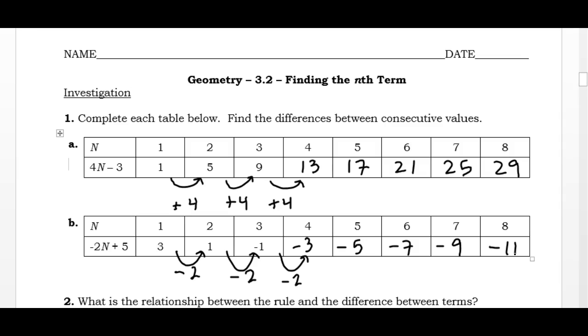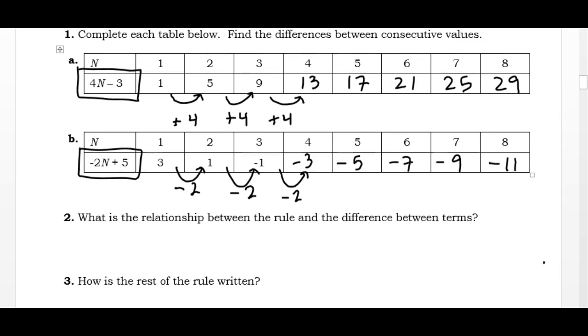So at the front of each of these tables, there was a little bit of information called the rule. So I want to know in my next question, what's the relationship between the rule and the difference of terms? If I notice this 4 every single time, the relationship here is the start of the rule had a 4. Same thing on the next example. It was going down by 2 every time, and at the start of this rule was a -2.